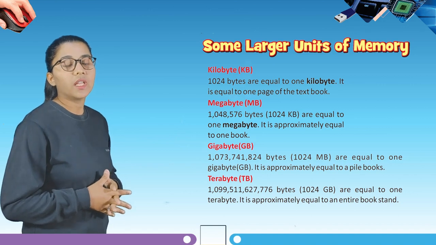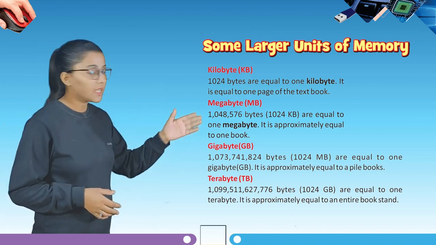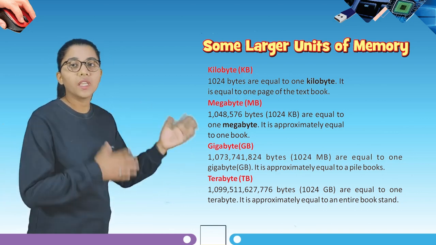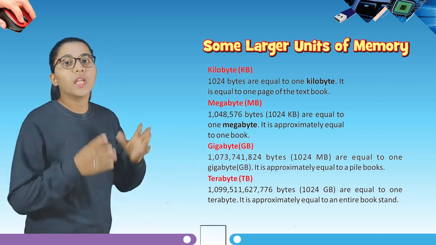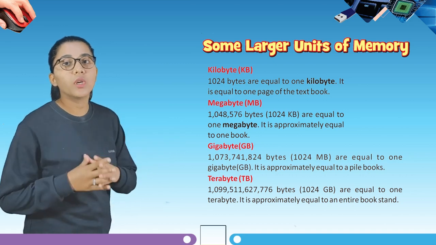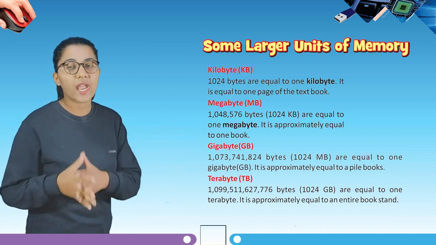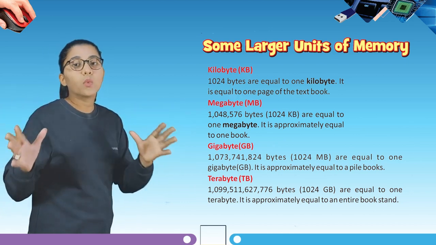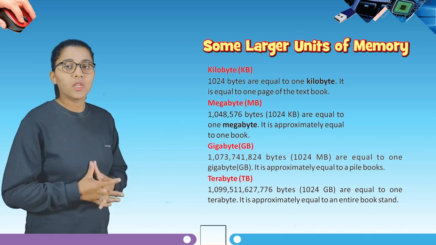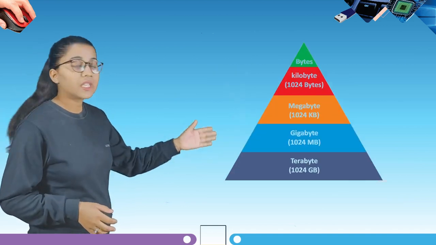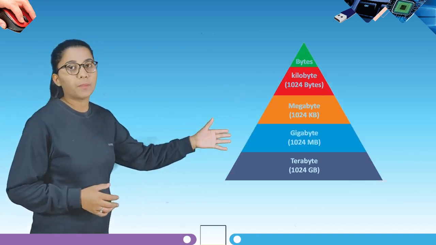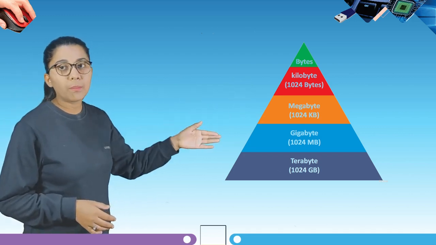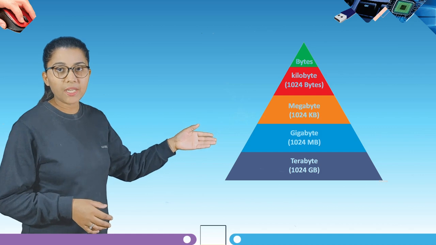Now next we have terabyte, that is TB. 1024 GB are equal to 1 terabyte. It is approximately equal to an entire book stand. Same as, an entire book stand is equal to 1 terabyte. So students, here you can see the flow chart of different memories, that is byte, kilobyte, megabyte, gigabyte and terabyte.